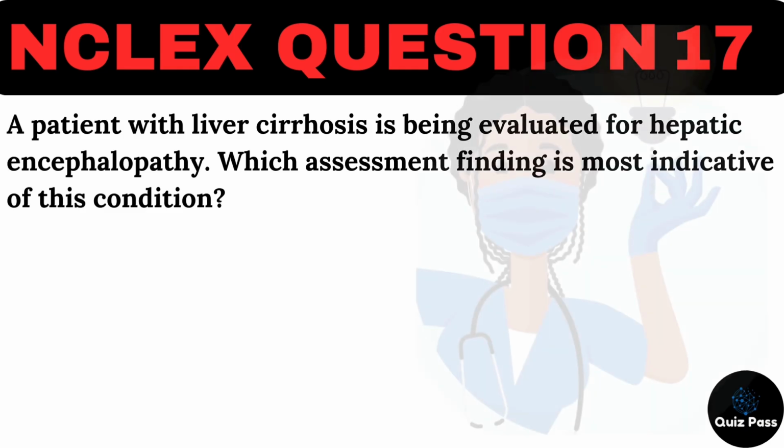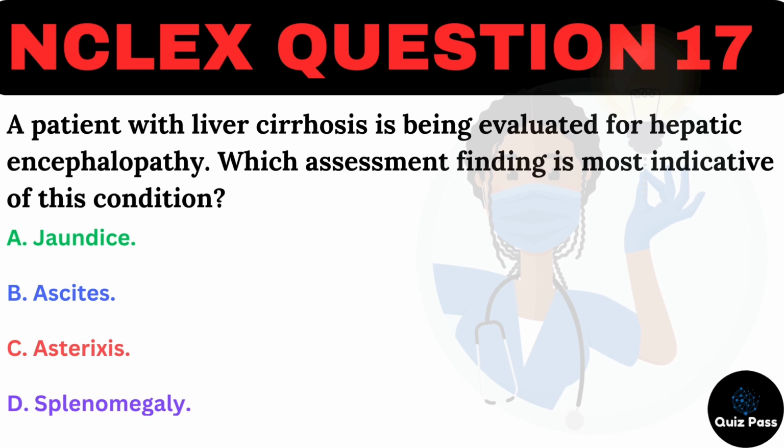A patient with liver cirrhosis is being evaluated for hepatic encephalopathy. Which assessment finding is most indicative of this condition? A. Jaundice. B. Ascites. C. Asterixis. D. Splenomegaly.